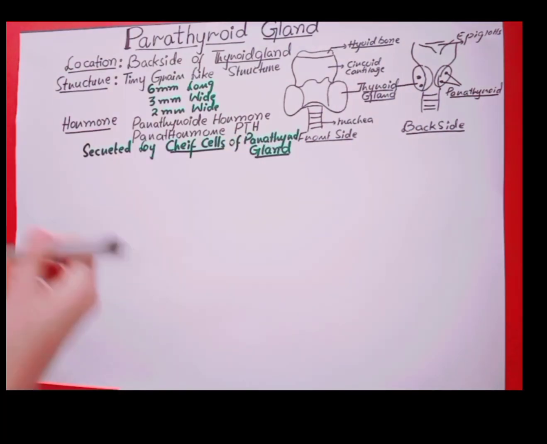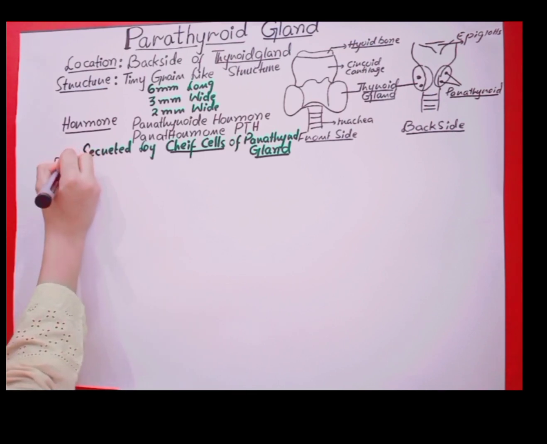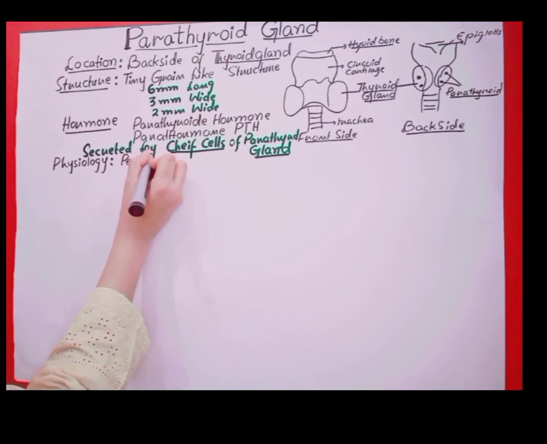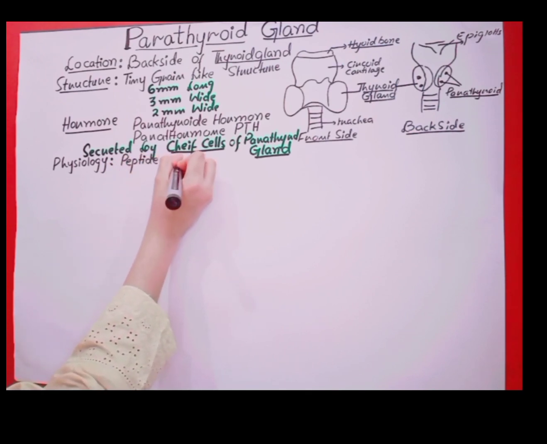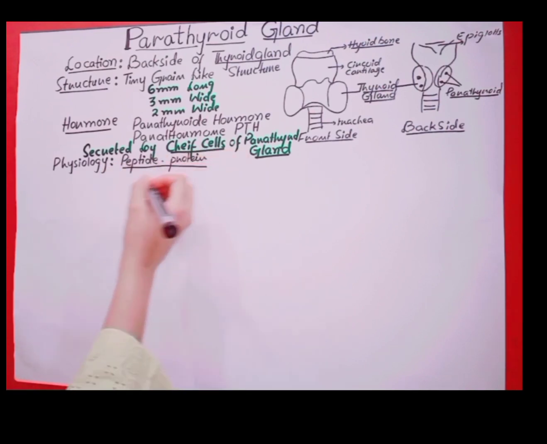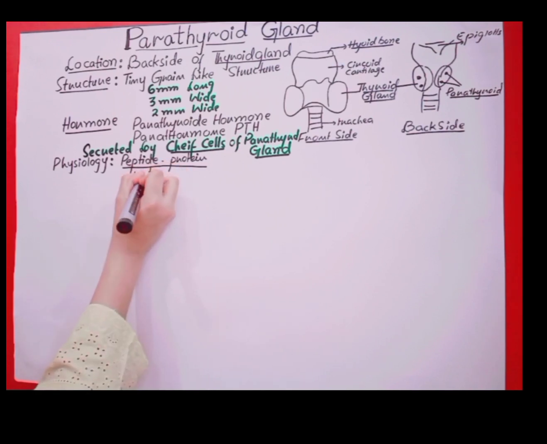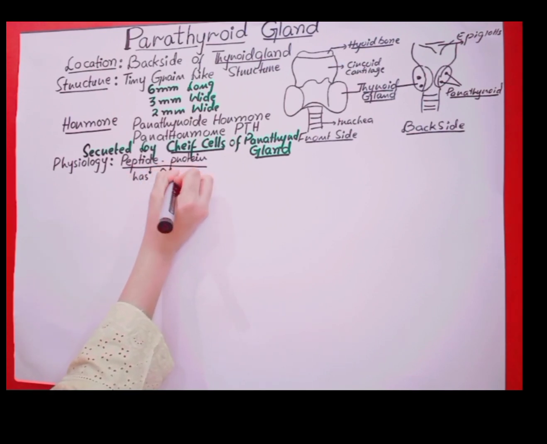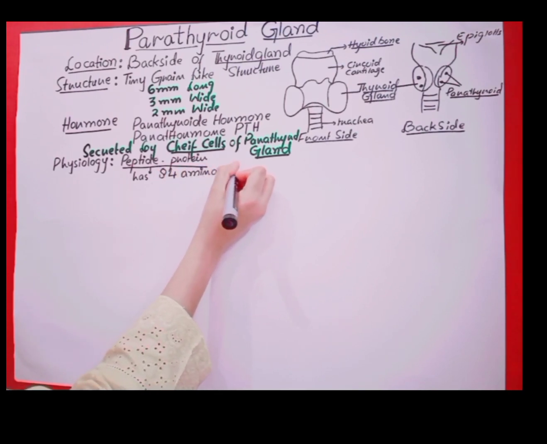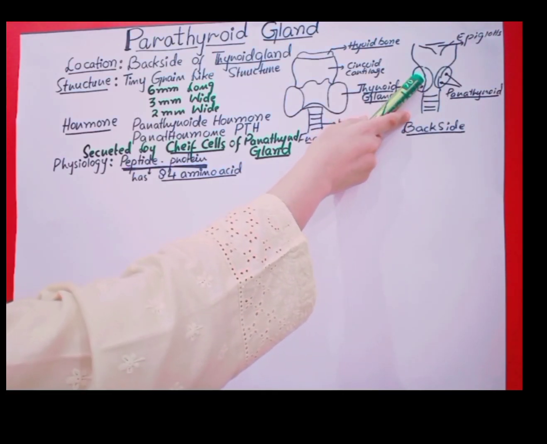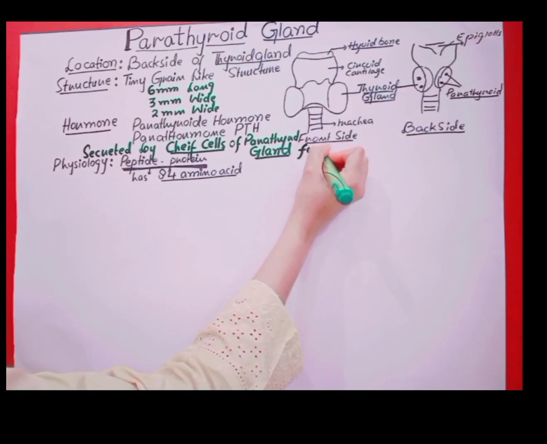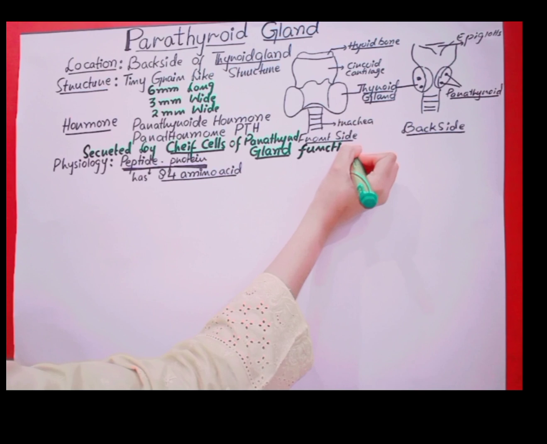Moving on to the physiology of this parathyroid hormone. This hormone is a peptide hormone made up of protein. This peptide hormone has 84 amino acids in its structure. The main function of this parathyroid gland is to regulate the calcium level.